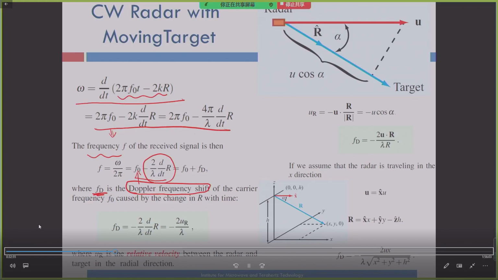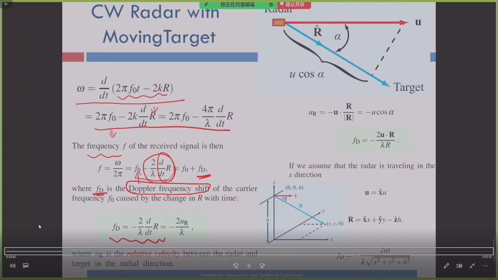Because the object moves, the distance between the object and the relay system varies with time also. So it is a time derivative on this branch, and we name it FD. FD is defined by this term. Here we define the time derivative of the distance between the object and the relay system to be the Doppler frequency shift.